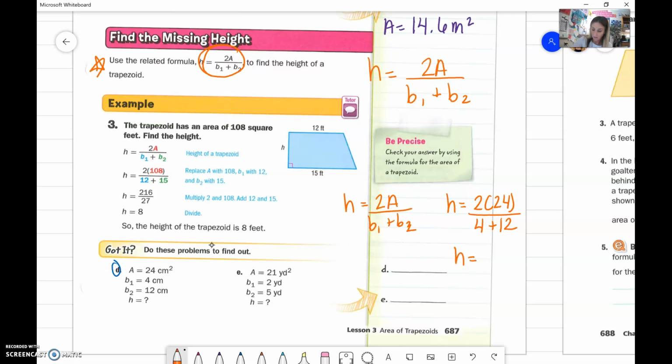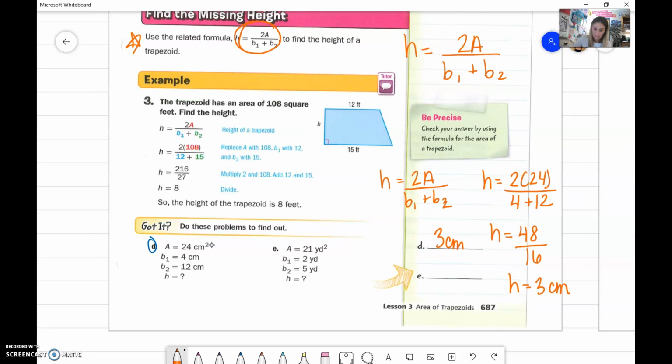So here we go. Height equals 2 times 24 is 48. 4 plus 12 is 16. Well, this looks like an improper fraction, which means when it's an improper fraction, we have to take the numerator and divide it by the denominator. When you take 48 and divide it by 16 with your handy-dandy calculator, you get an answer of a height of 3 centimeters. So you would get 3 centimeters for the height of D.